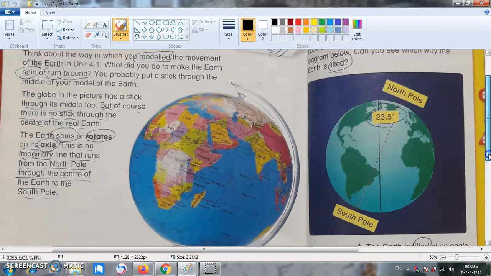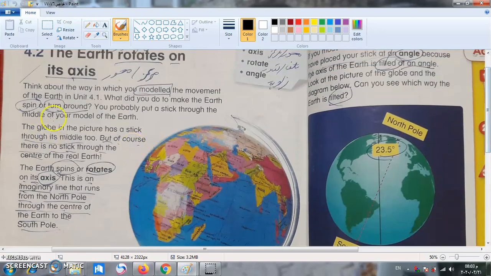So if you look here at our lesson, it says, think about the way in which you modeled the movement of the earth in unit 4.1. As we said last time, we see that the earth rotates anti-clockwise. عكس دوران عقارب الساعة. And also, as we said, it turns as we turn around the Kaaba. Do you remember? Yes. So the earth spins or turns around. What did we do to make the earth turn or spin around? We can turn it by our hand, clockwise, as we said.